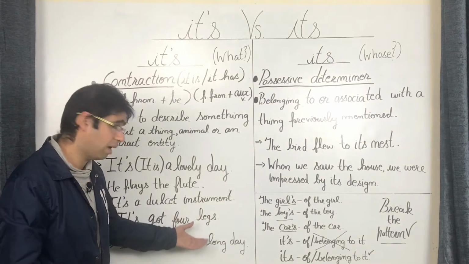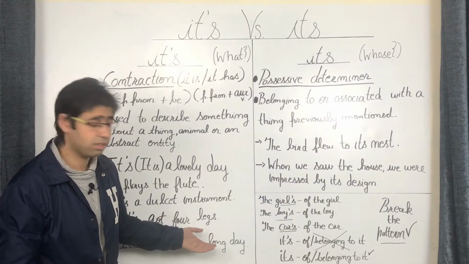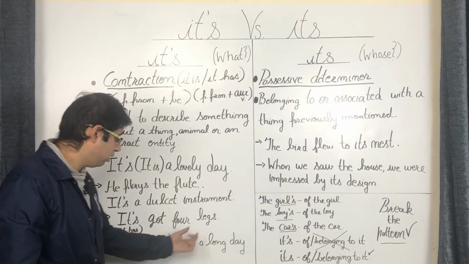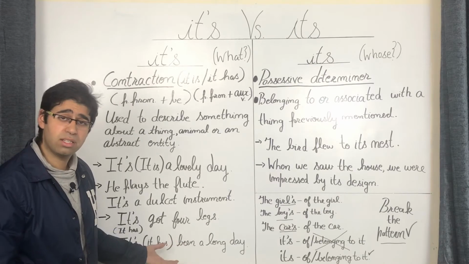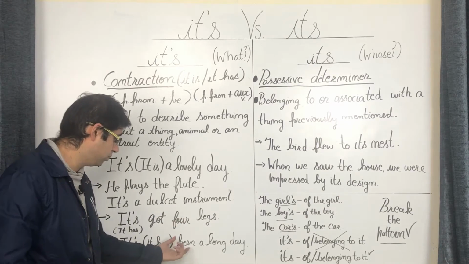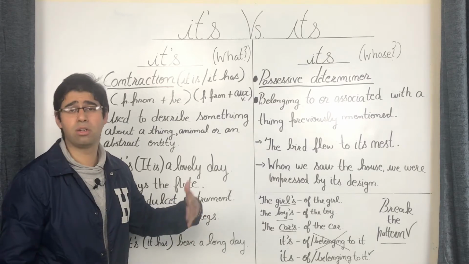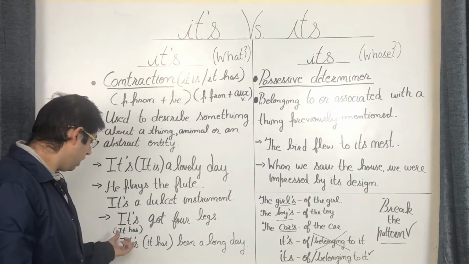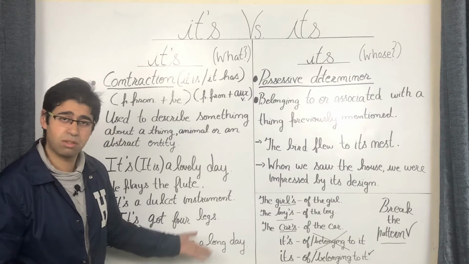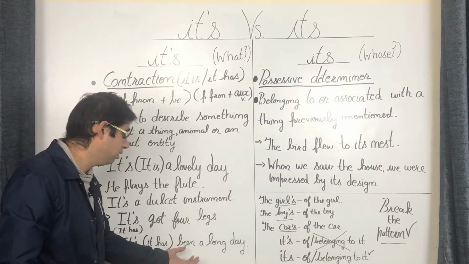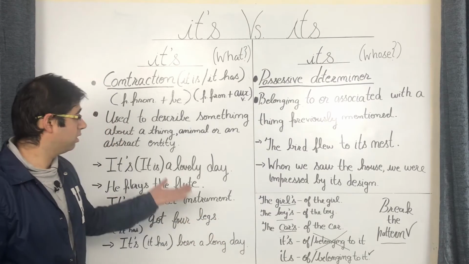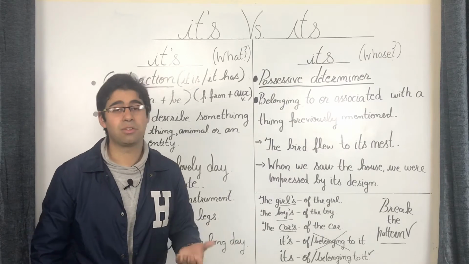And now the final example, another one for it has. You've got it's been a long day. You can also use it's as it has in conjunction with been, the past participle of be. So when you've had a long, tiring day, what do you say? It's been a long day, which is another way of saying it has been a long day. And that's the entire explanation regarding it's with the apostrophe.